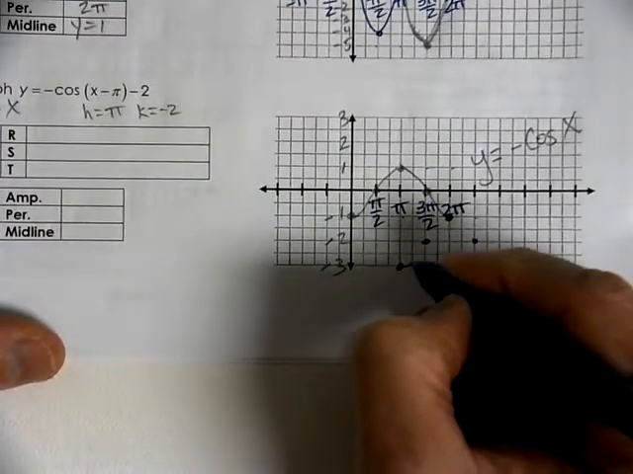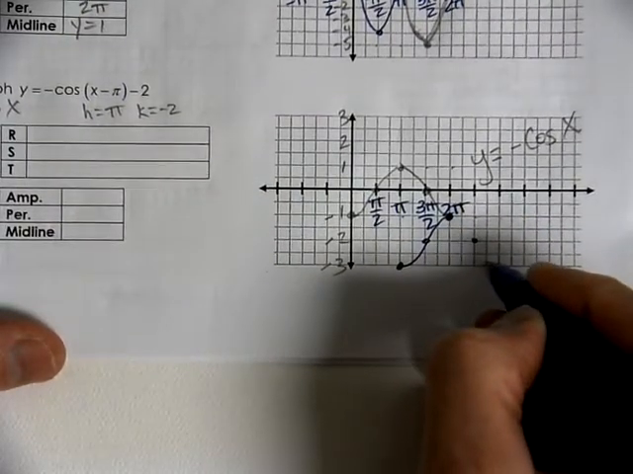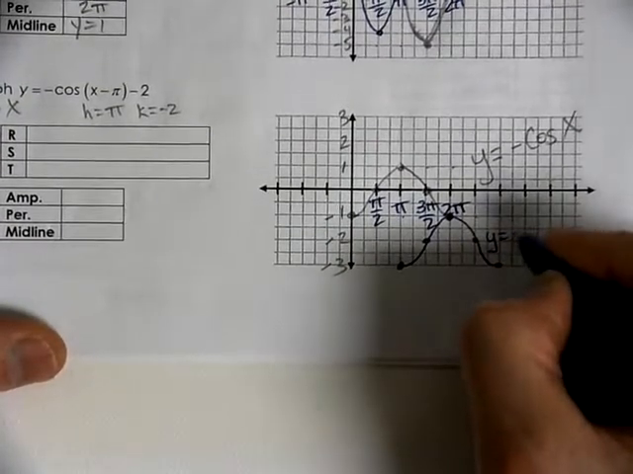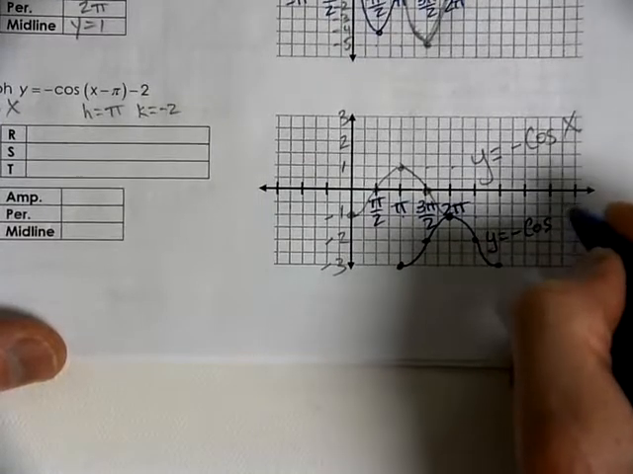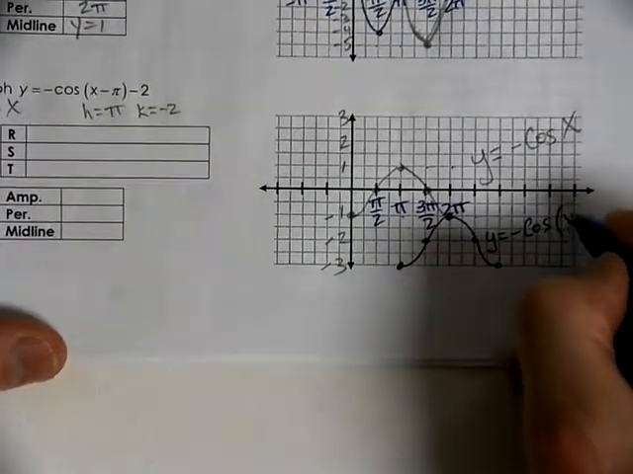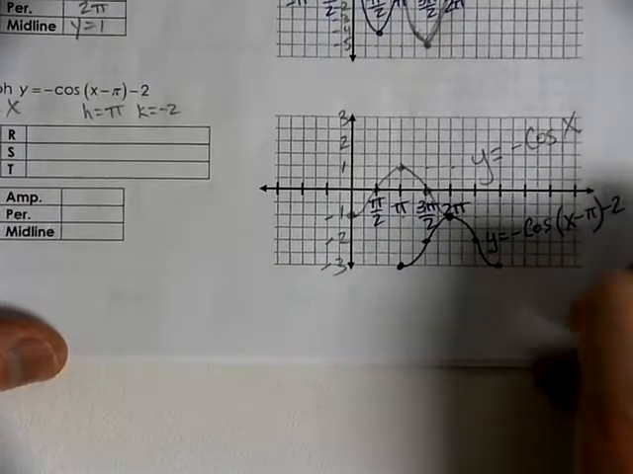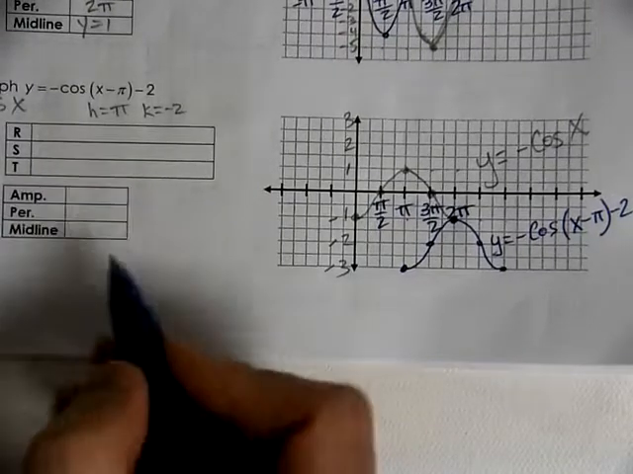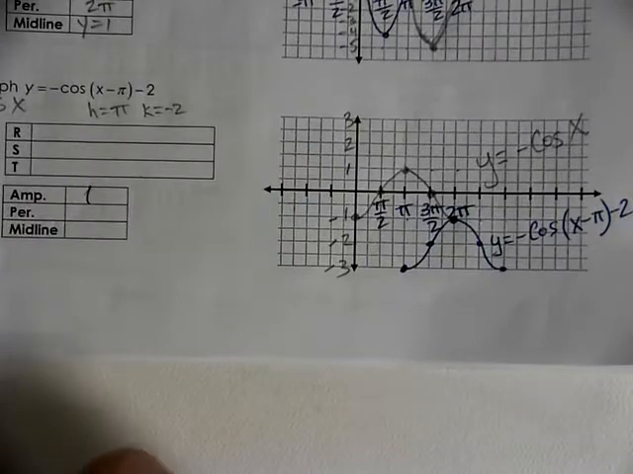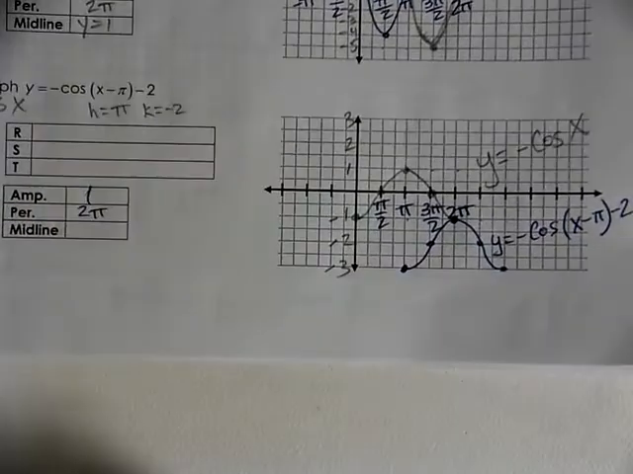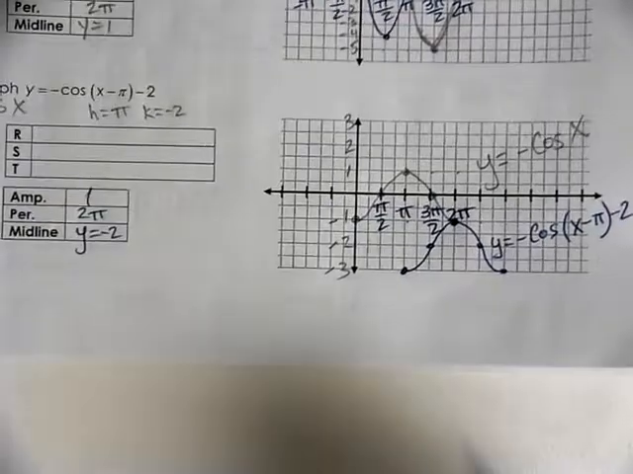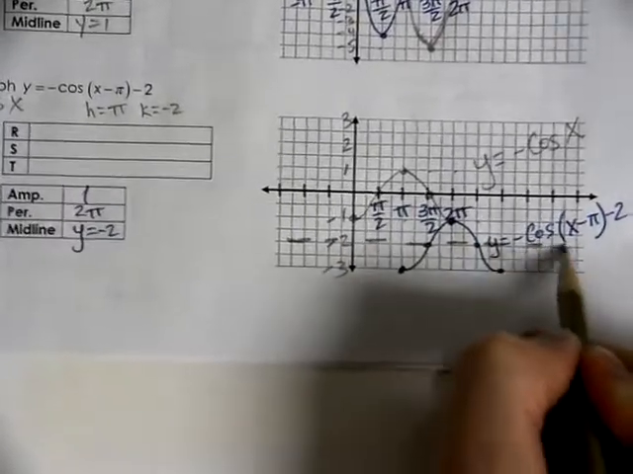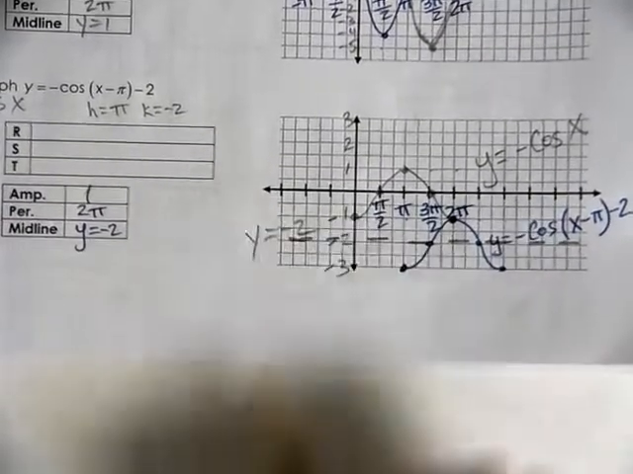So we have our new dots. We try not to make them look like shark teeth. Curve them. And this is y equals negative cosine, and we use parentheses, x minus pi, minus 2. Our amplitude is the absolute value of a, so it's just 1. The period we determined was 2 pi. The midline is y equals negative 2. That helps remind me. I need to put my midline in here. So that's y equals negative 2.